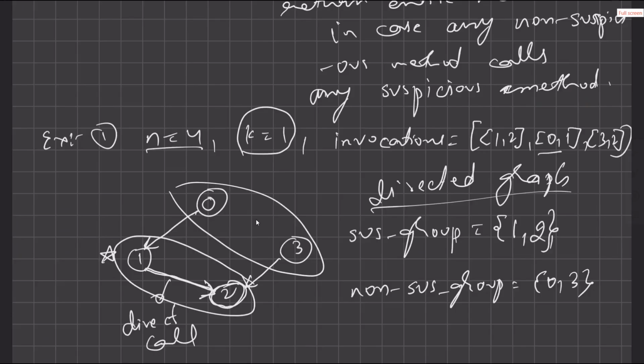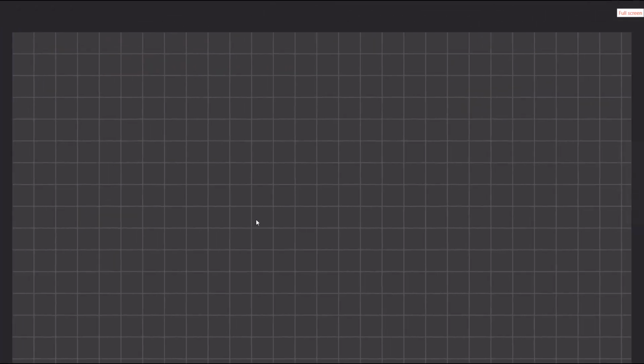As you can see, 0 is calling 1. If this is the case, then you can't remove the suspicious group. So in this case, we need to return the entire methods. So return the entire method, it will be from 0 to n minus 1. So this is what we will have to return.